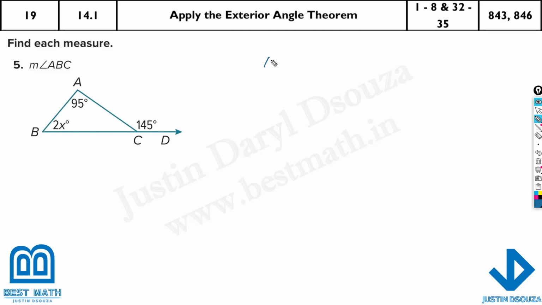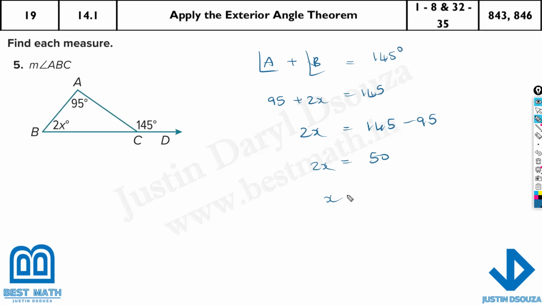Now just remember, the measure of angle A plus the measure of angle B will be equal to this exterior. This is the exterior, 145 degrees. You can just write directly the values. 95 plus 2x is equal to 145. So that will be 145 minus 95, that is equal to 2x. So here we have 50. That's 2x. X will be 25. That is the answer. So it's half of 50.